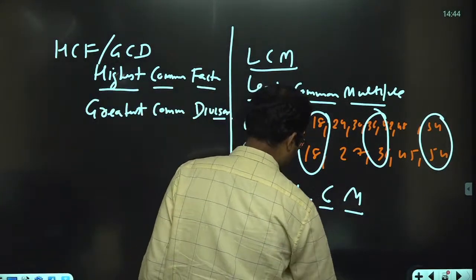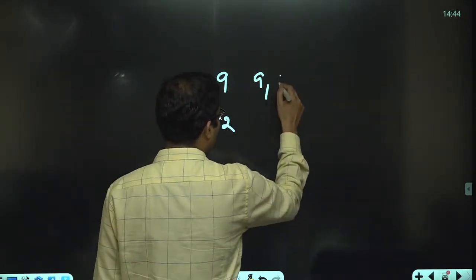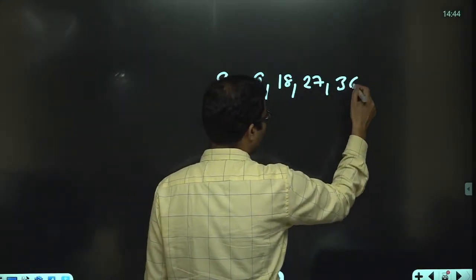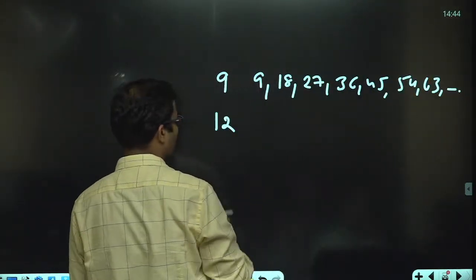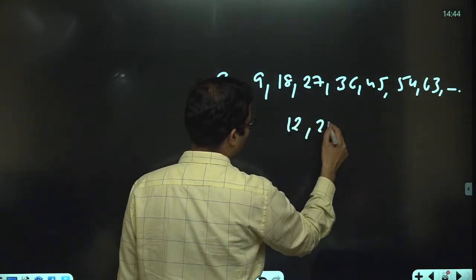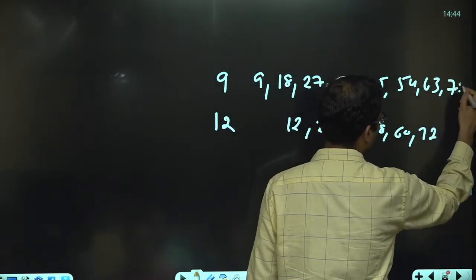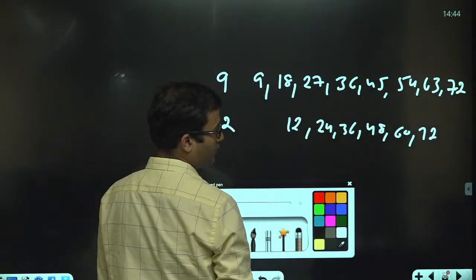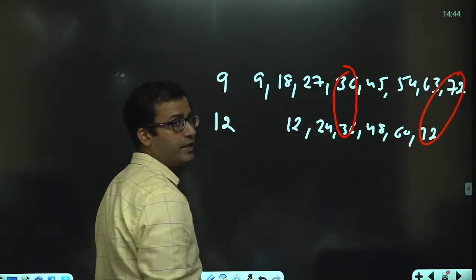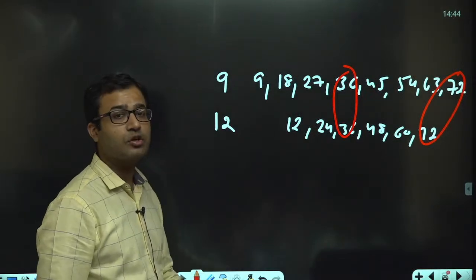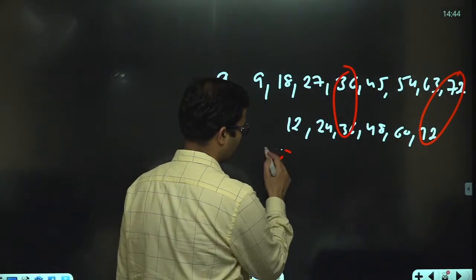I take one more example like 9 and 12. What are the multiples of 9? 9, 18, 27, 36, 45, 54, 63 and so on. What are the multiples of 12? 12, 24, 36, 48, 60, 72, 84 and so on. Common multiples 36, 72, 108 and so on. What is the least common multiple? 36. So LCM of 9 and 12 is 36.